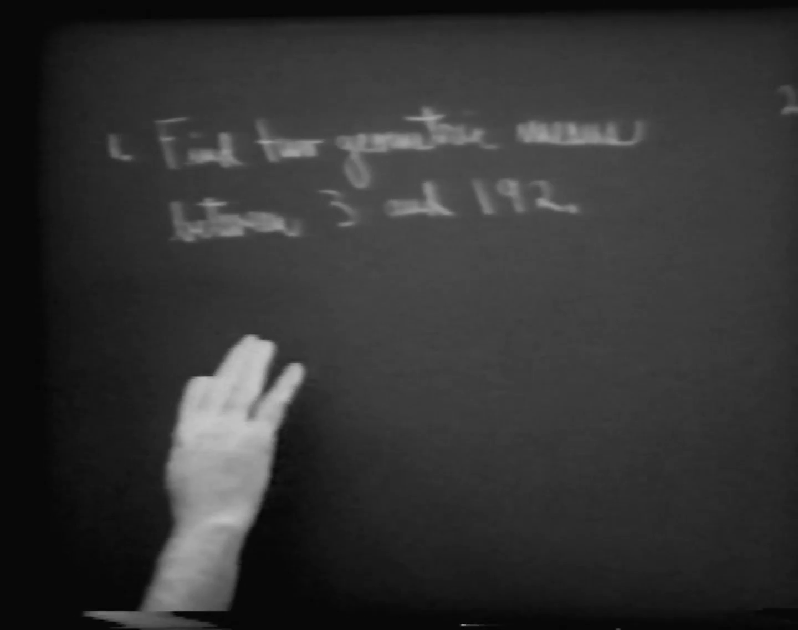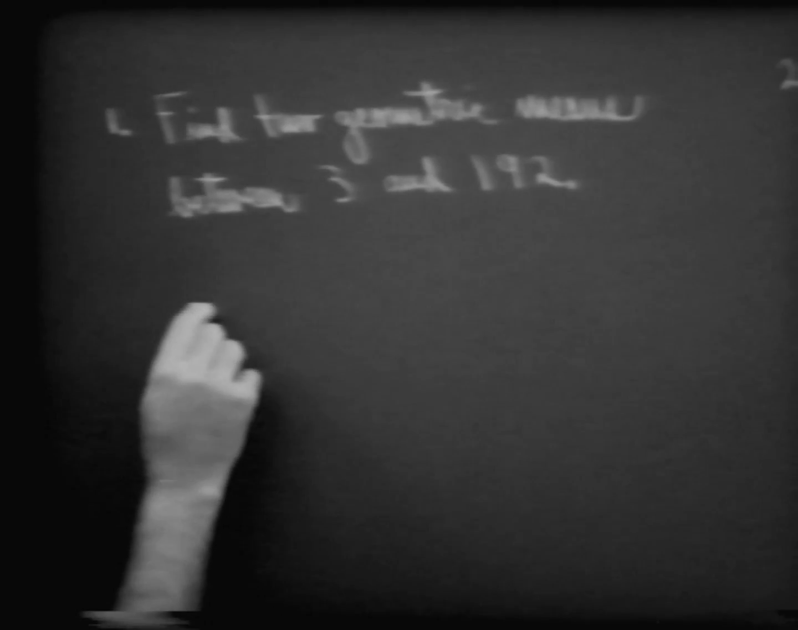In the previous lesson, what we did was to work with an arithmetic mean, and notice that the name of today's lesson has to do with a geometric mean. All right? So let's look at an example, and I think that this will illustrate this idea. Here we have a problem in which it says find two geometric means between 3 and 192.